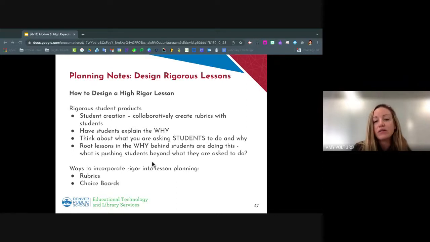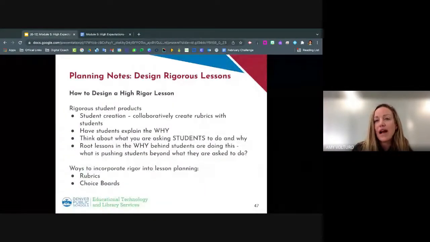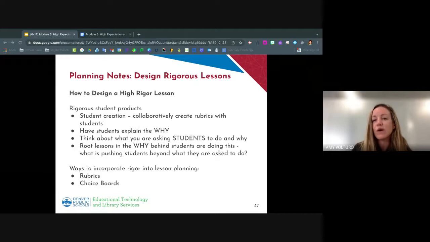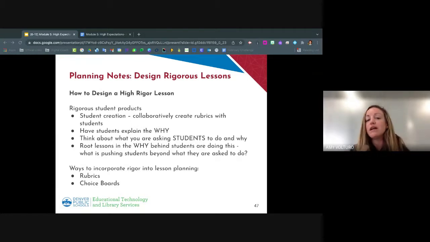Think about what you're asking the students to do and why. As the teacher, put a lot of thought into why you're asking this and what you want the outcome to be. What are the expectations? That's a lot of where the rubric comes in. What do I want the outcome to be? Then root lessons in that why, instead of just doing something to get through it. We're going to be covering this, so you're really pushing students beyond what they're being asked to do and challenging them in that way.